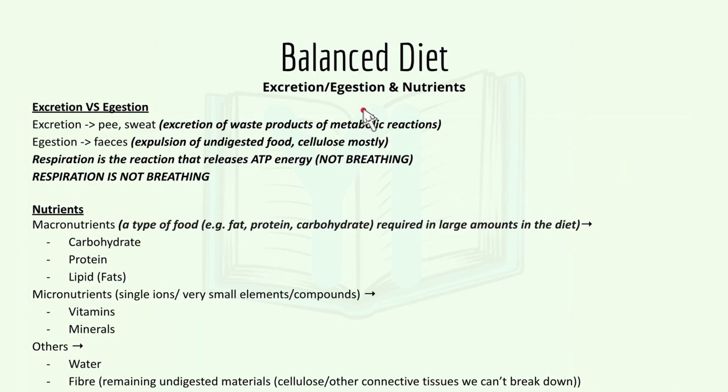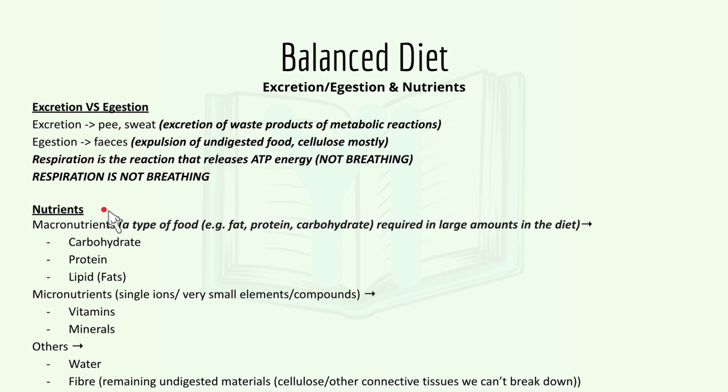So here's balanced diet, which is excretion and ingestion and nutrients. Excretion is like pee and sweat, where it's excretion of the waste products of metabolic reactions. And ingestion is like feces, which is an expulsion of undigested food, and it's mostly cellulose. And you can see respiration versus breathing.